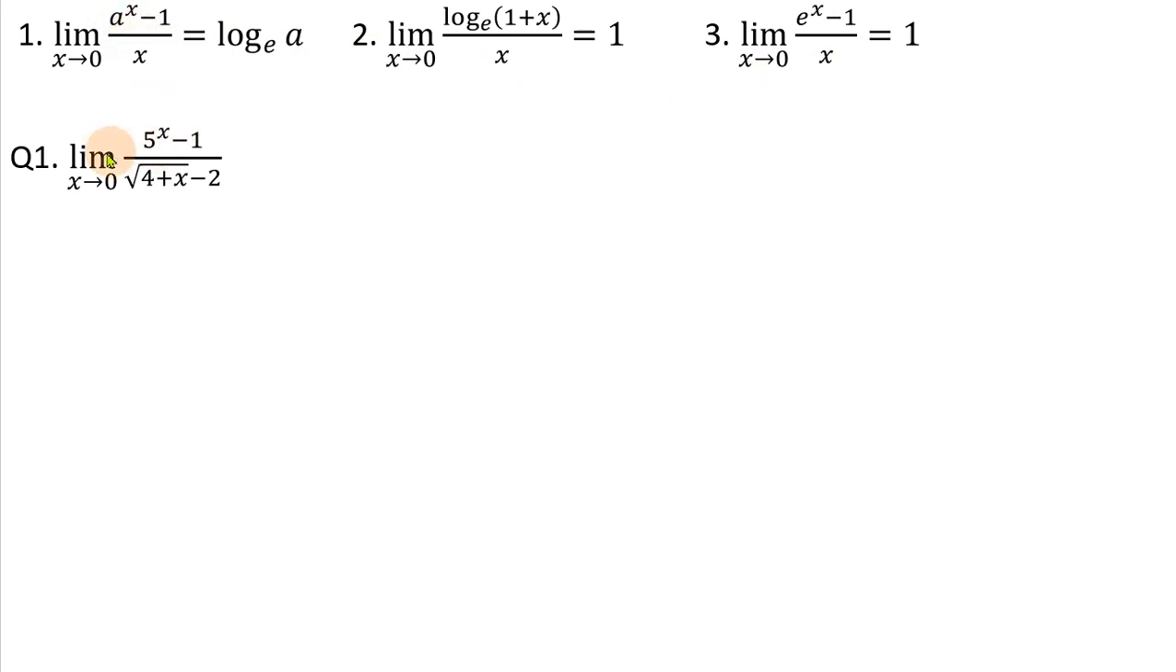Like here we have the first question, 5 power x. So your value of a is 5. So we can compare this question with the first formula. We have to reduce this into this form, that is a power x minus 1 upon x. Then it will be equal to log of a base e. So let's start.